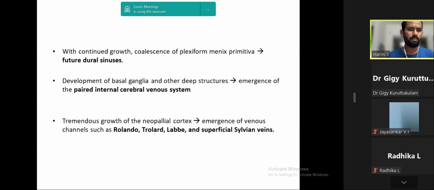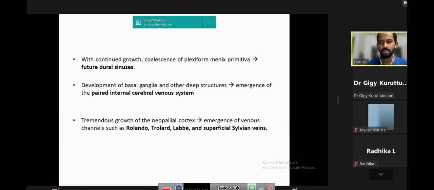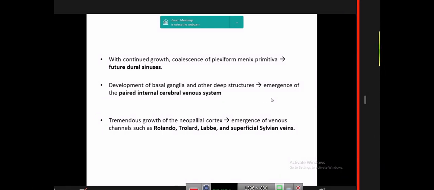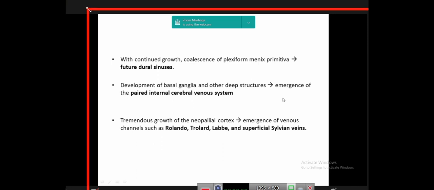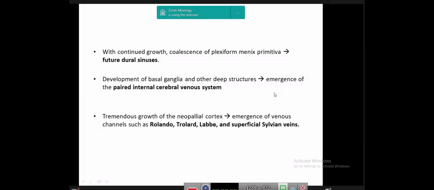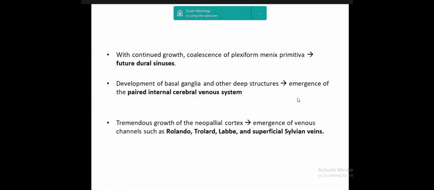So with continued growth, coalescence of plexiform meninx primitiva leads to formation of future dural sinuses, development of basal ganglia and other deep structures, and leads to the emergence of the paired internal cerebral venous system. Tremendous growth of the neopallium, that is the highly evolutionized cortex, leads to the emergence of venous channels like Rolando, Trolard, Labbé, and then superficial Sylvian veins.